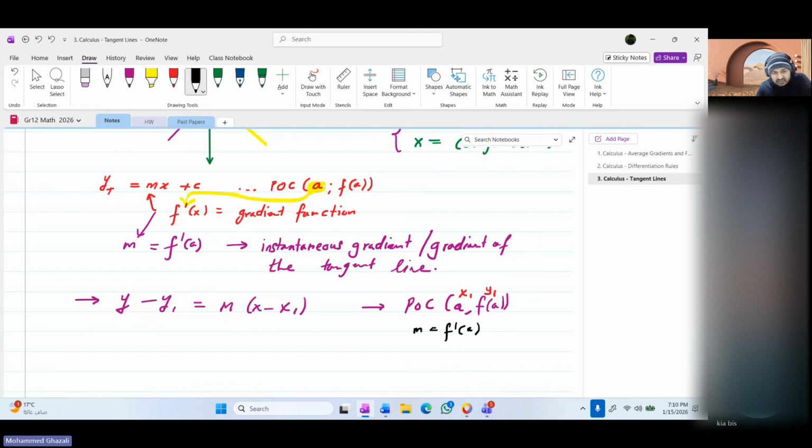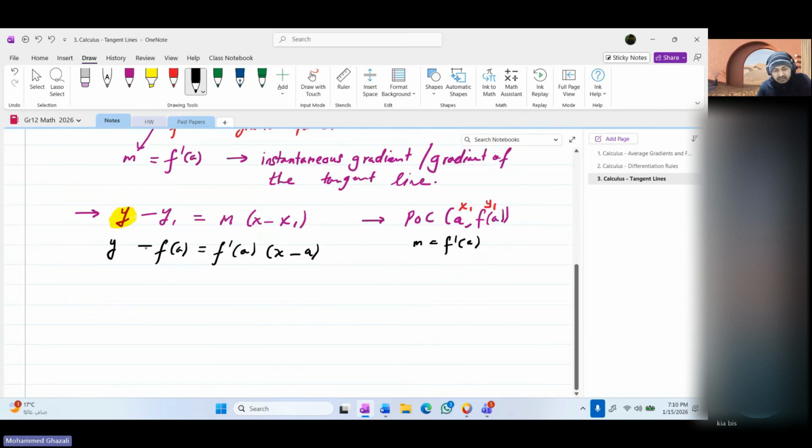So now we can substitute all this and solve for y. Remember, we're finding the equation of the tangent line, where we are solving for y. So y minus y1. What is y1? f of a. What's m? f prime a, into x minus, what's x1? a. And that's your equation. You can just take f of a over and you have an answer. So you got y is equal to f prime a into x minus a plus f of a.